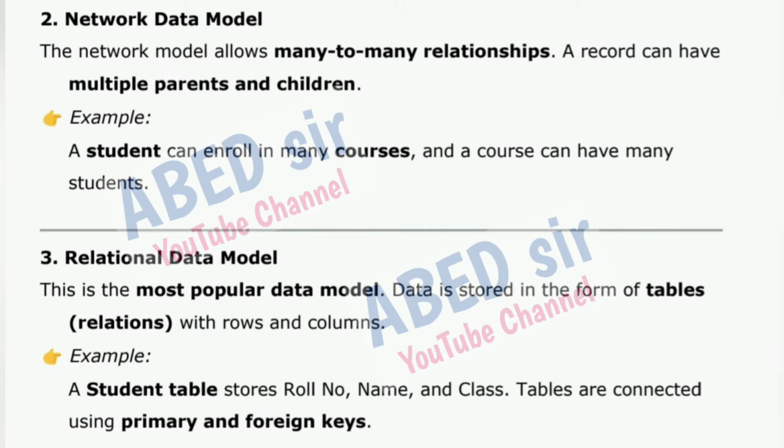3. Relational data model. This is the most popular data model. Data is stored in the form of tables, relations, with rows and columns. Example. A student table stores roll number, name, and class. Tables are connected using primary and foreign keys.